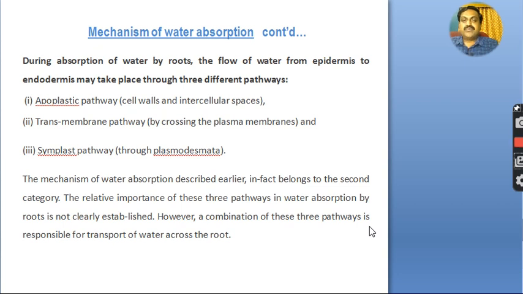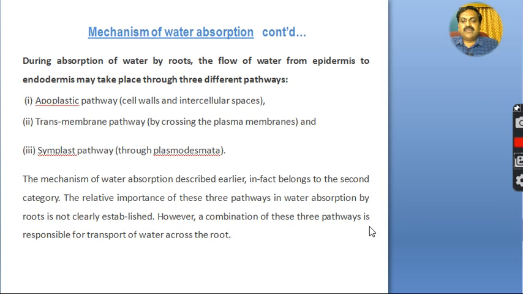During absorption of water by the roots, the flow of water from epidermis to endodermis may take place through three different pathways: apoplastic pathway, transmembrane pathway, and symplast pathway, through openings called plasmodesmata. The mechanism of water absorption, which is described earlier, in fact belongs to the second category, that is, transmembrane pathway, where the absorption takes place across the plasma membranes which act as semi-permeable membranes.